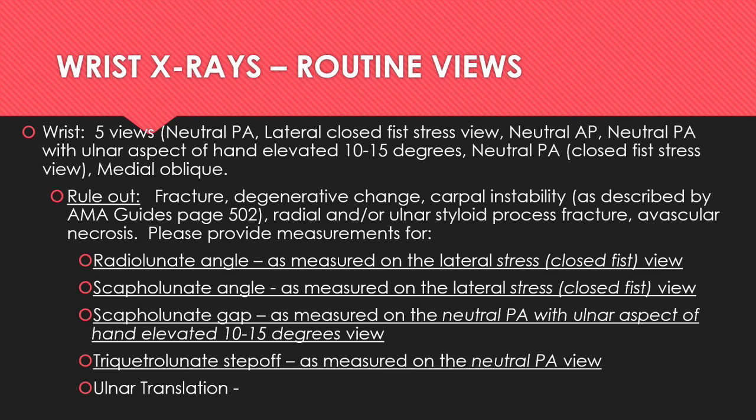Now, on your order, you're going to ask the medical radiologist to rule out several things, such as fracture, degenerative change, carpal instability, and we're going to give instructions to the medical radiologist in just a minute. We're going to ask the medical radiologist to assess for radial and/or ulnar styloid process fracture. We're going to ask them to assess for avascular necrosis and add in here any other condition that you want the medical radiologist to assess for.